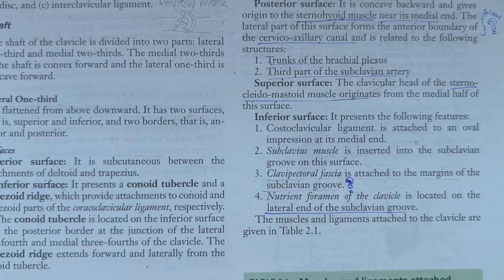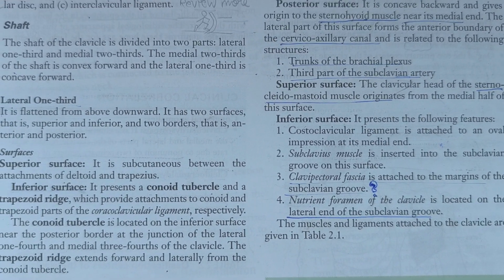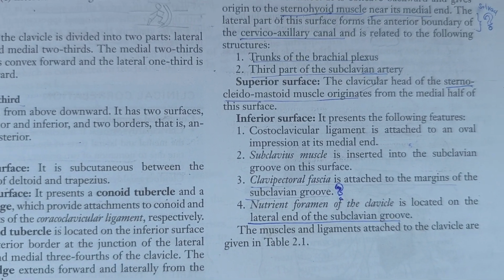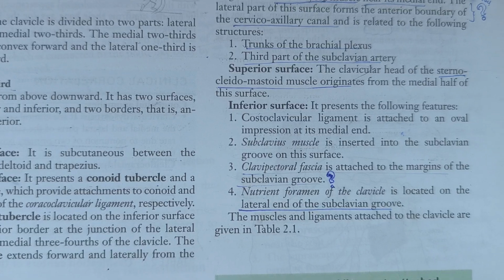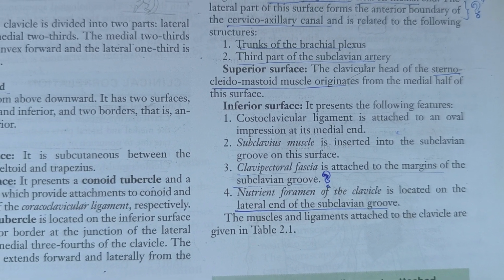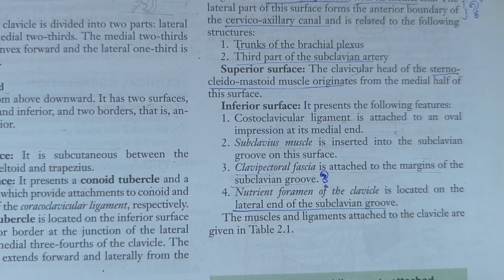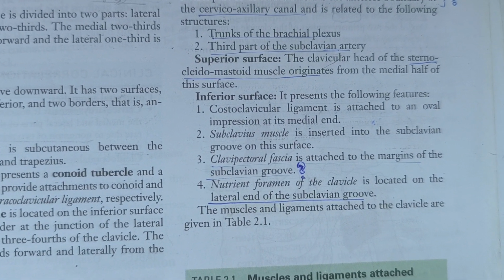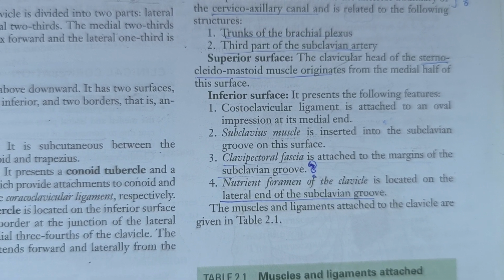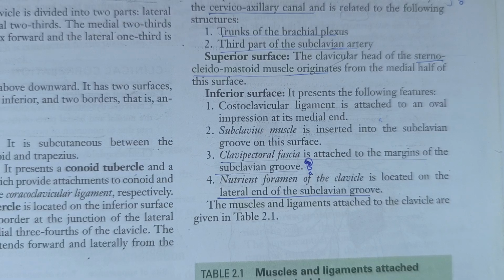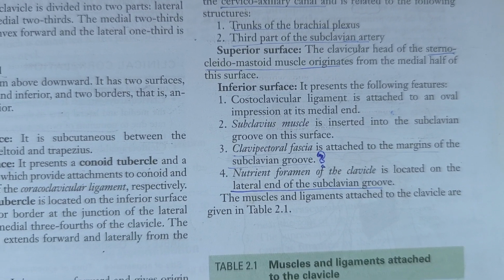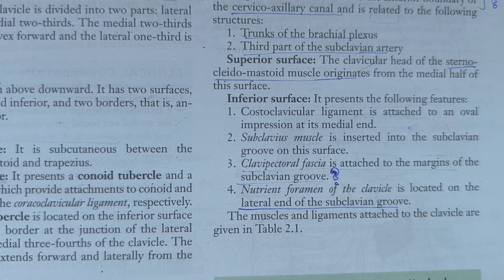The canal, the cervicoaxillary canal, lies between the neck and the axilla. So the canal contains the following structures: trunks of brachial plexus, which we will learn ahead. Then second is the third part of subclavian artery. Superior surface: the clavicular head of sternocleidomastoid muscle originates from the medial half of this surface.